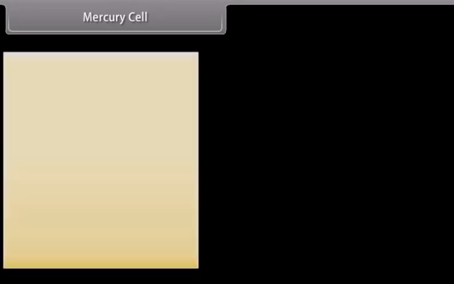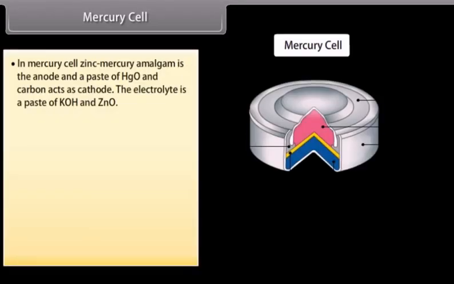Mercury cell. In the mercury cell, zinc-mercury amalgam is the anode and a paste of HgO and carbon acts as the cathode. The electrolyte is a paste of KOH and ZnO. They produce a constant voltage of 1.35 volt during their discharge.